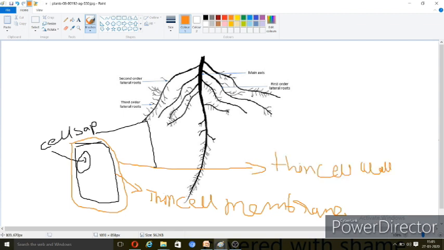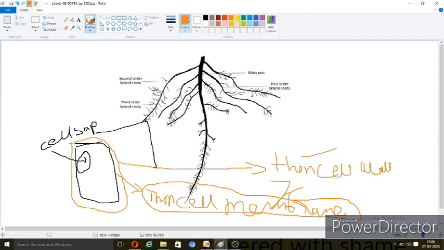Now the difference between this cell membrane and cell wall is that the cell wall is permeable, so it can allow water to flow through it very easily, whereas the cell membrane is semi-permeable, or you can say selective. Only those particles that are important will be allowed to enter through it.